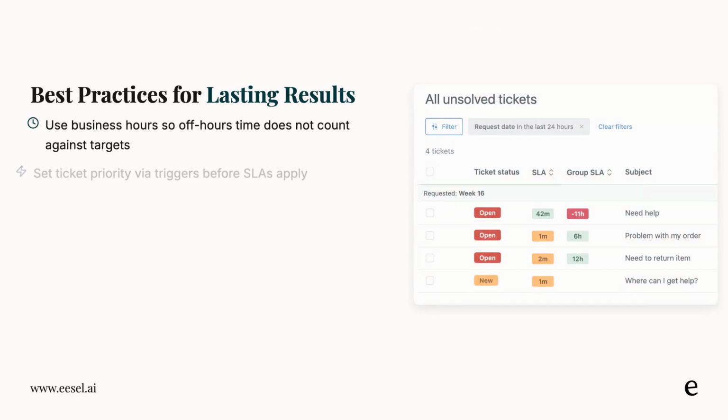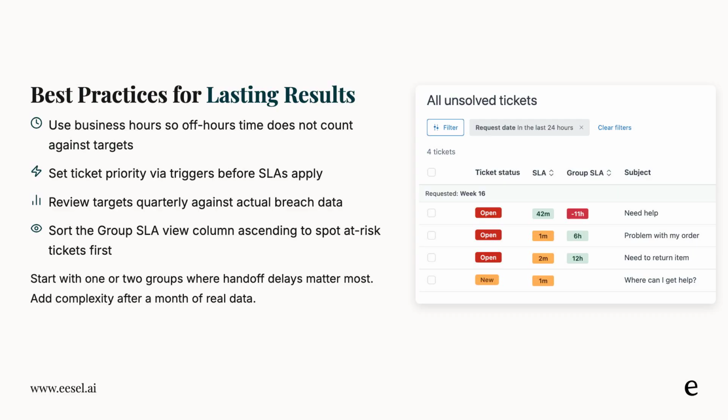A few things separate group SLAs that help from ones that frustrate your team. Always link business hours to your schedules so agents are not penalized for off-hours time, and use triggers to set priority automatically before any SLA applies. Review your targets every quarter against actual breach data and adjust when needed.